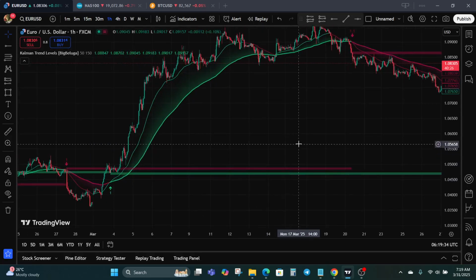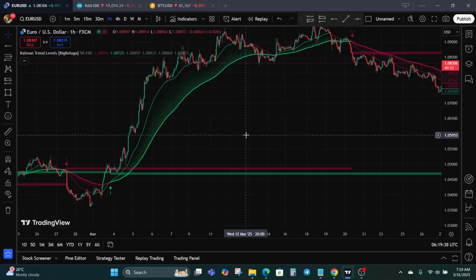This indicator is very beginner friendly. This combination allows you to make better decisions on when to buy or sell, keeping you on the right side of the market and reducing the risk of getting caught in reversals.